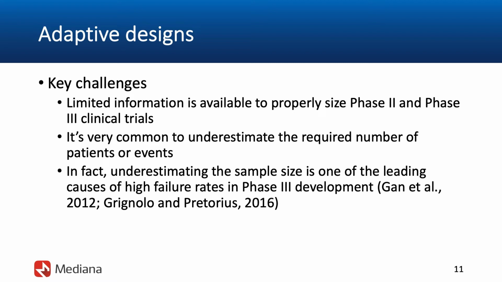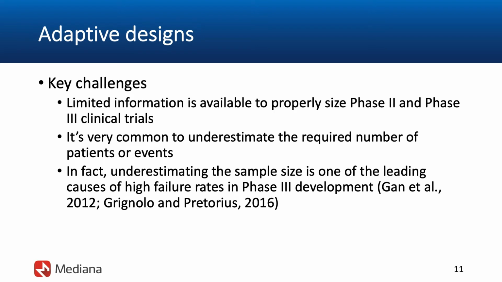And there have been multiple papers on this topic. That includes, for example, the papers that you see on this slide. And this body of research clearly indicates that underestimating the sample size is one of the leading causes of high failure rates in confirmatory phase 3 trials. And this is a major limitation of a traditional approach to designing clinical trials. And by traditional designs, I mean designs that do not employ any data driven decision rules. They do not learn from the data.